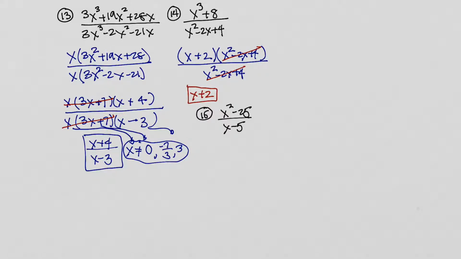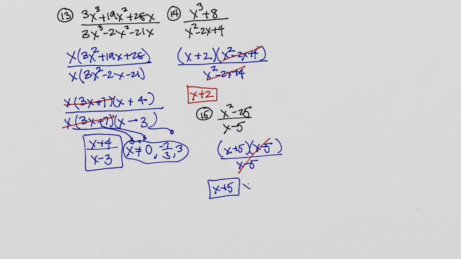Let's factor it. We've got difference of 2 squares in the top. So in the top, we're going to get those conjugates, x plus 5, x minus 5, all over the x minus 5 in the denominator. And what do you know? The x minus 5s are going to cancel. And then we're left with just this x plus 5. So we're going to write this now as x plus 5.